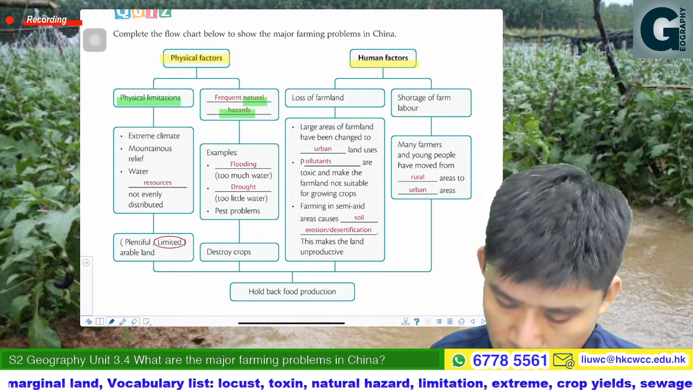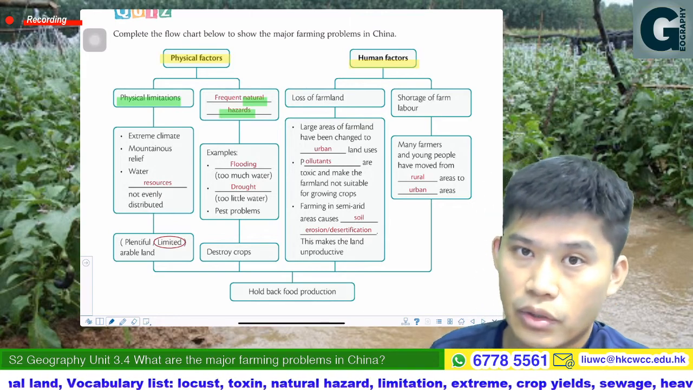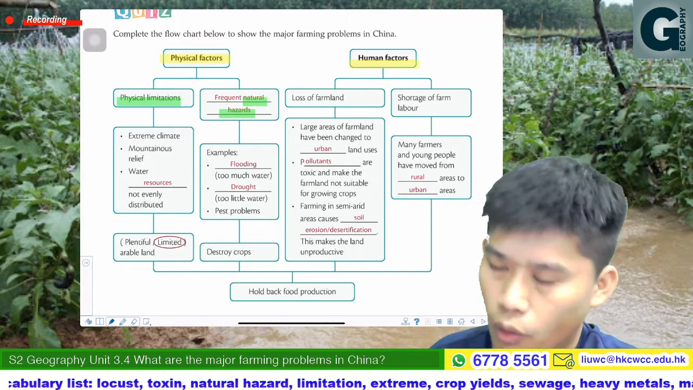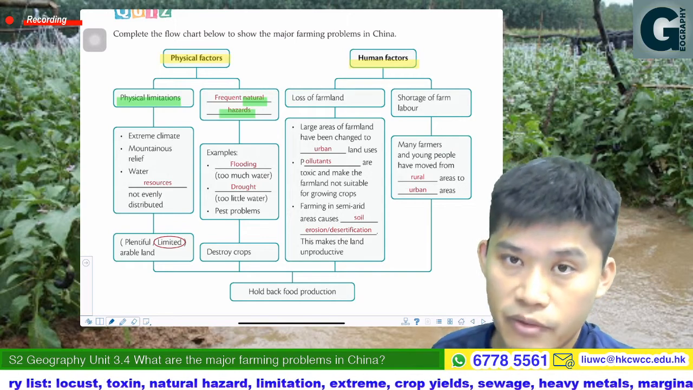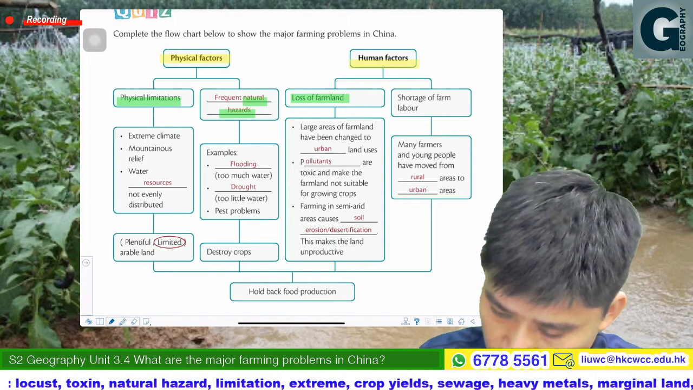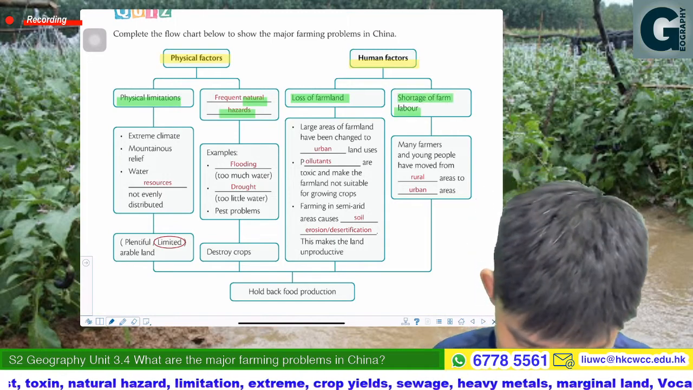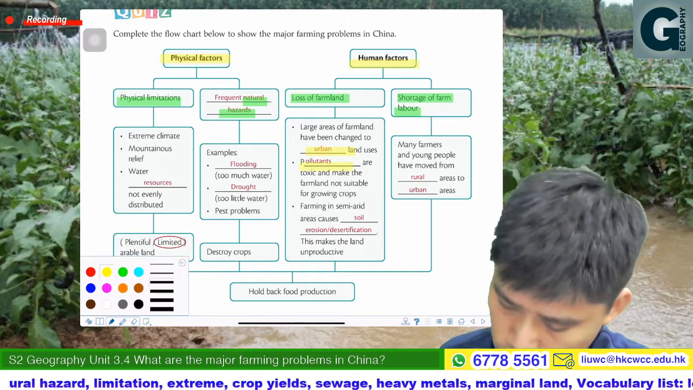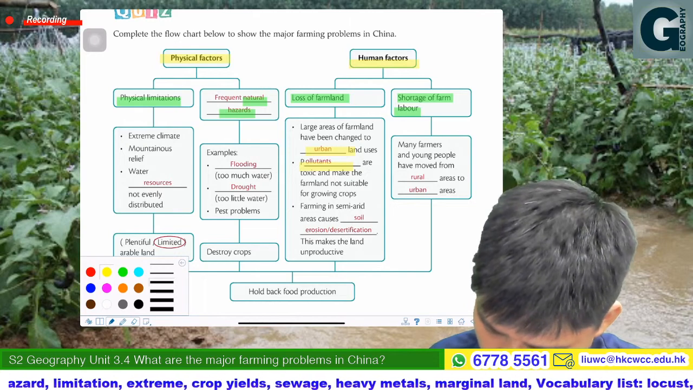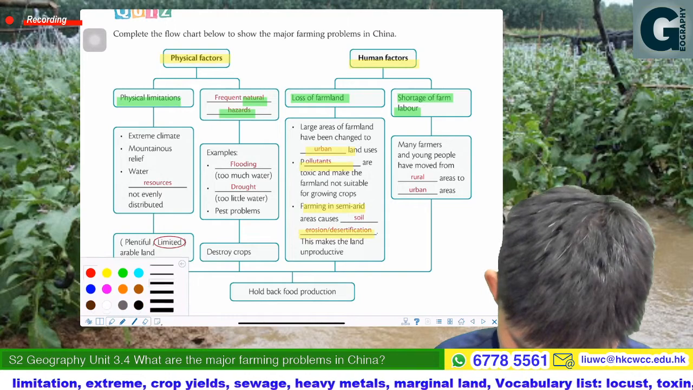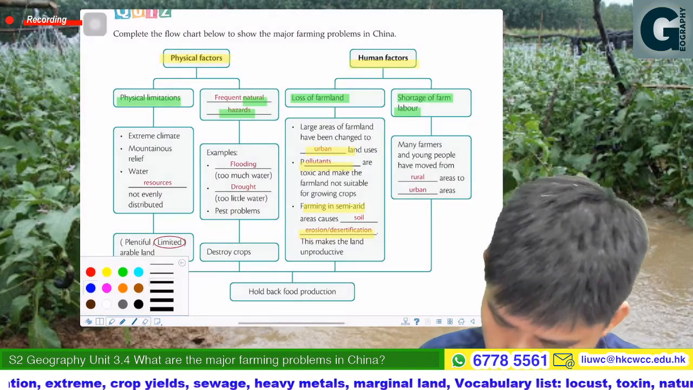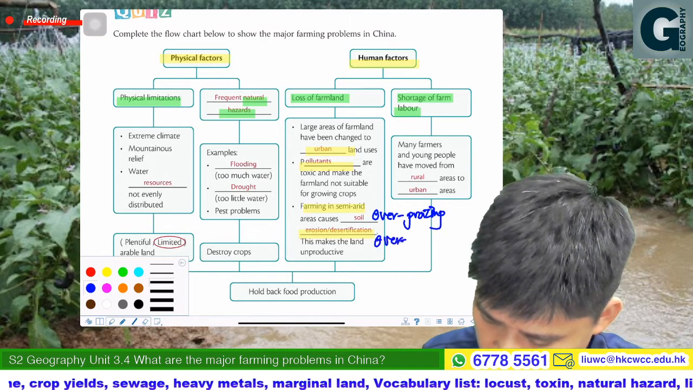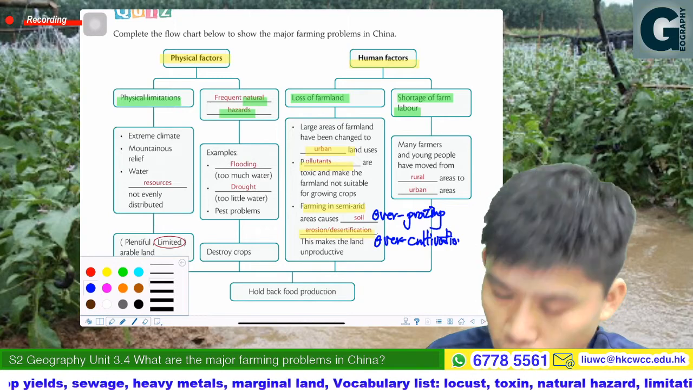And then natural hazards that would destroy the crops, that lead to the crop failure. So natural hazards include flooding, drought or pest problems. And then for the factors, the farming problems that may be caused by human factors, it will be loss of farmland and also shortage of farm labor. Loss of farmland is caused by urban development, pollution, and also farming in the semi-arid areas that may cause desertification. So this, I hope you still remember. Overgrazing and also over cultivation is also one of the causes.